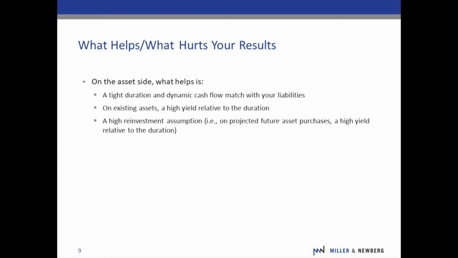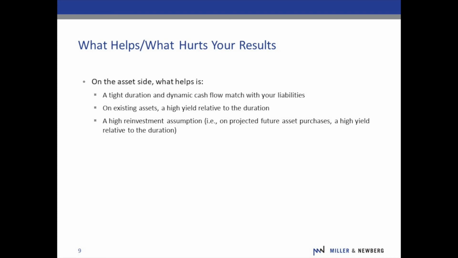And so your actuary is making an assumption as to what sort of assets you're going to purchase in the future, what's going to be the duration of those assets, what's going to be the yield and the characteristics of those assets. If your actuary can get comfortable around assuming a high yield relative to the duration on future asset purchases, that helps your company pass the asset adequacy analysis.